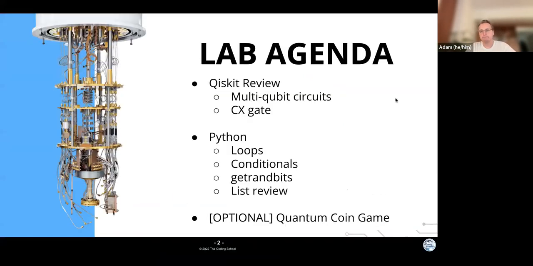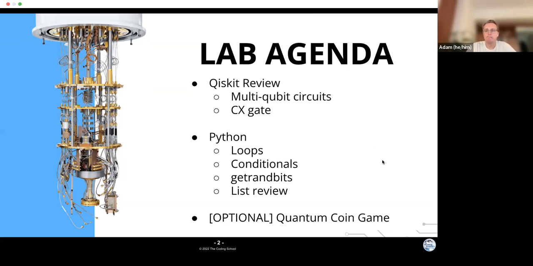So here's the agenda today. We'll do a little bit of Qiskit review. At this point, you've seen a lot of that. You've been doing it for, I think, nearly a month now. So hopefully you're feeling pretty comfortable with that. And I don't want to beat a dead horse, as they say. I don't want to go too in depth if we're feeling all right with it, but it's a good chance to ask any questions. And then after that, we'll go into Python, we'll go into loops, conditionals, something called get-ran bits, and we might take a look at some lists.